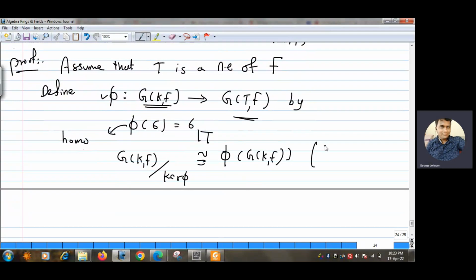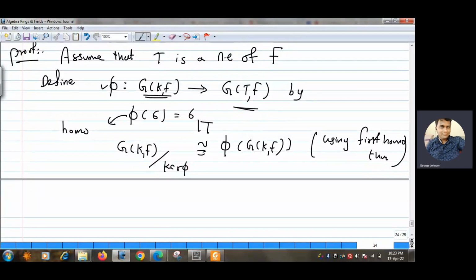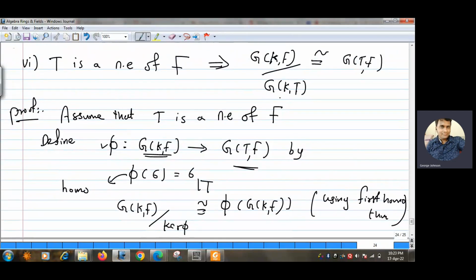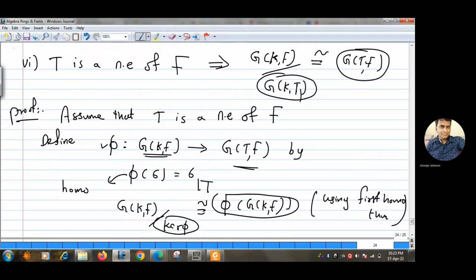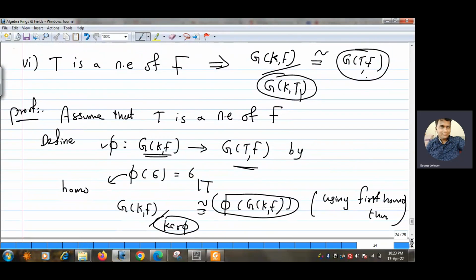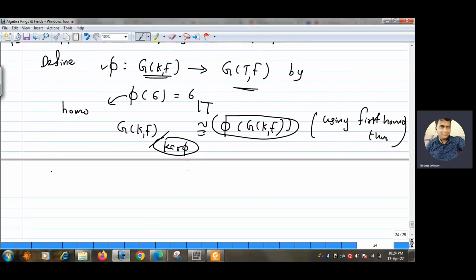Therefore, using the first homomorphism theorem, GKF quotient kernel phi is isomorphic to phi of GKF. But actually, what we have to prove is that GKF quotient GKT is isomorphic to GTF. So I will prove that this kernel is the same as GKT, and this phi of GKF is the same as GTF. We will prove both of these equalities: kernel phi is the same as GKT, and phi of GKF is the same as GTF. If we are able to prove this, then we are done.